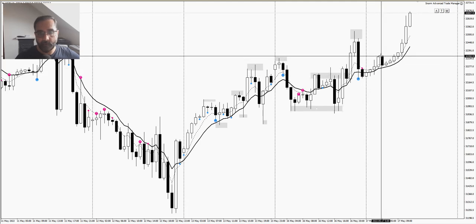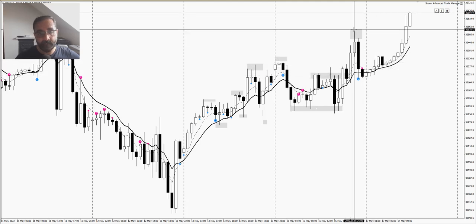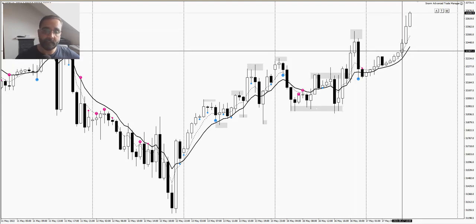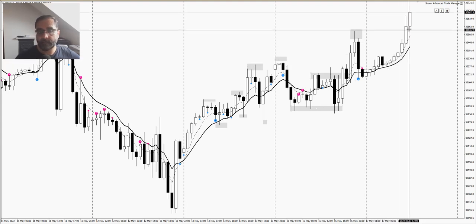Then it creates a new high here and then pulls back, but this is not a new higher high, so we're not looking into it. And then during the London Open, it just kept going.